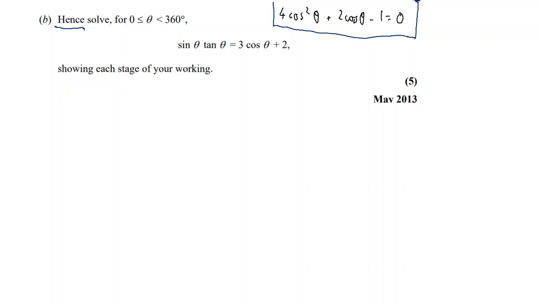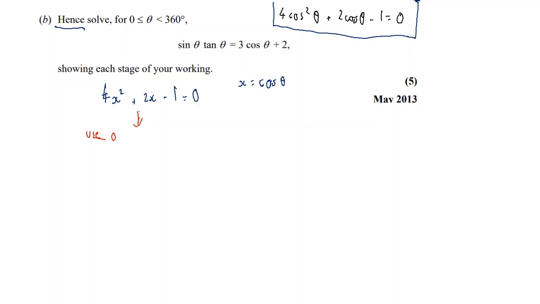To do that, this is basically a quadratic in disguise because I could write this as 4x squared plus 2x minus 1 equals 0, where x equals cos theta. Okay, so I've just made that substitution. So I've got 4x squared plus 2x minus 1 equals 0. Now, normally I would recommend that you try and factorise this quadratic to solve, but actually this quadratic doesn't factorise. So at this point, we're going to solve this equation here. You can use the quadratic formula.